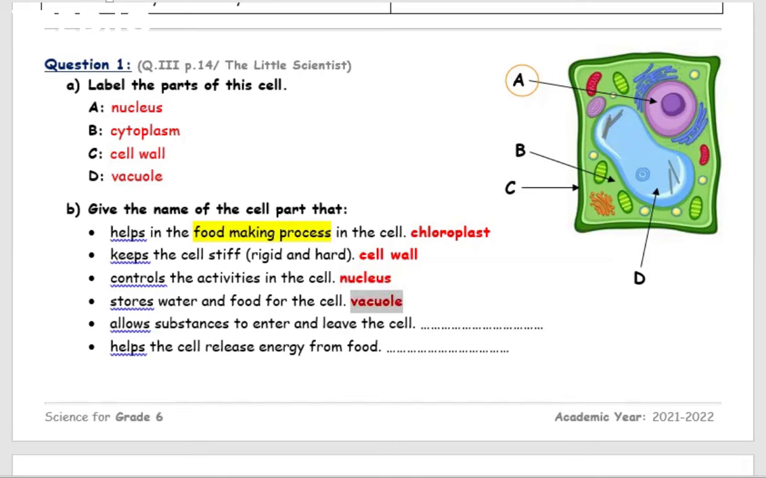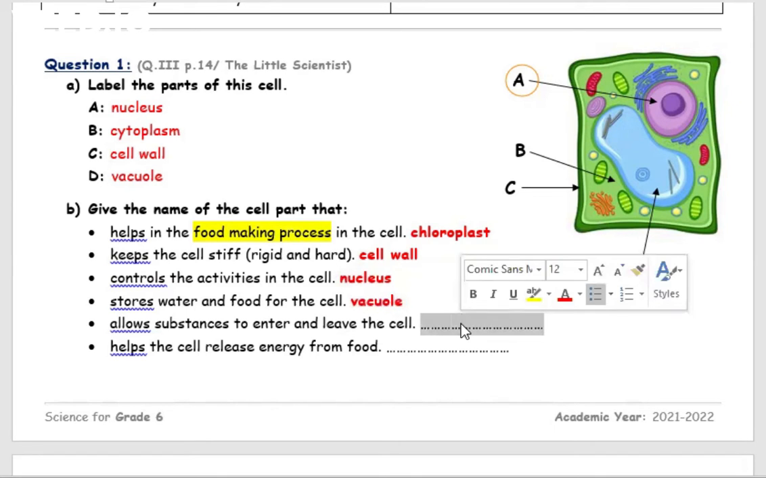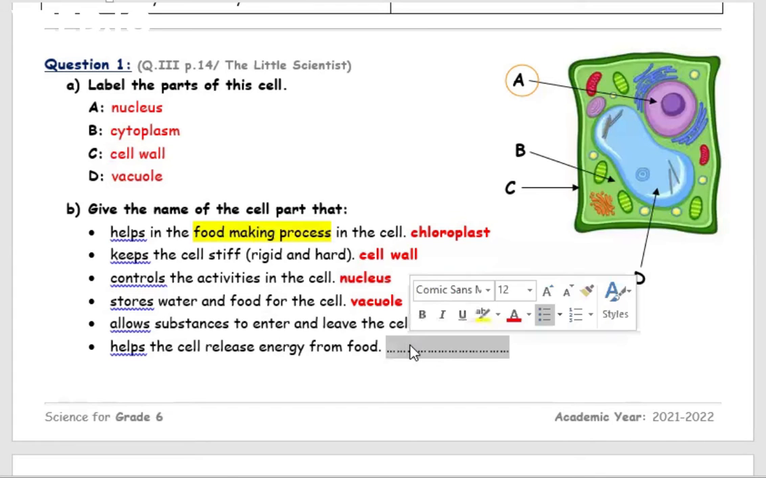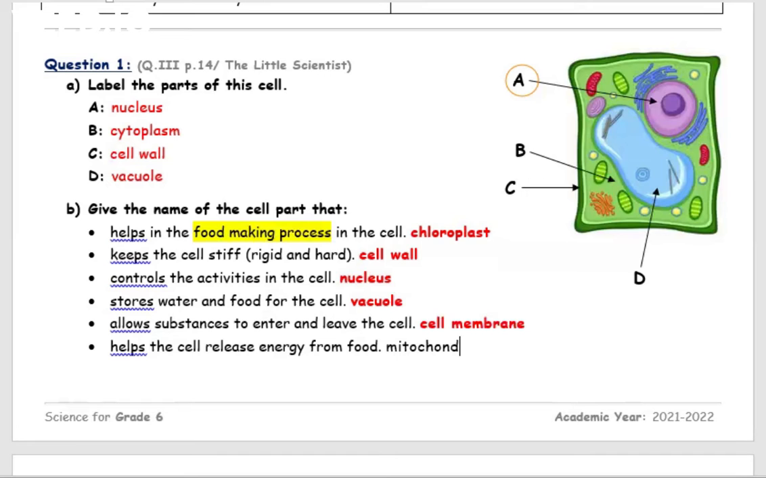What allows substances to enter and leave the cell like a gate? It's the cell membrane. The cell membrane acts like a gate to let things in and out of the cell. Last of all, we're talking about the powerhouse that helps the cell release energy. By the respiration process, we're talking about the mitochondrion.